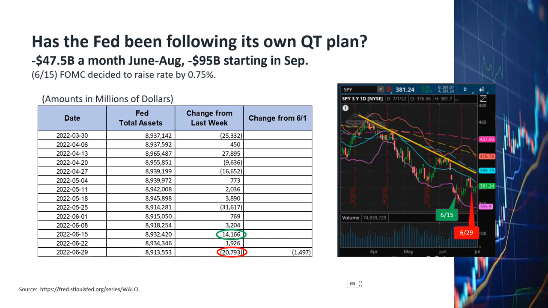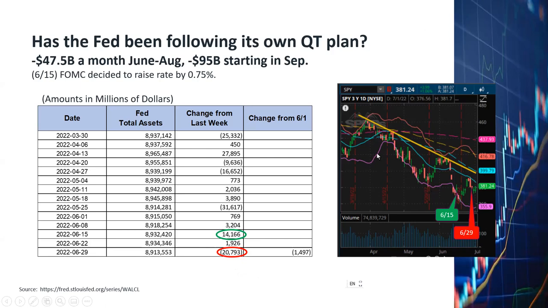Does that mean the Fed has given up doing quantitative tightening? No, I don't think so. I believe what happened here during the month of June only indicates that the Fed is concerned about a potential free fall of the stock market.